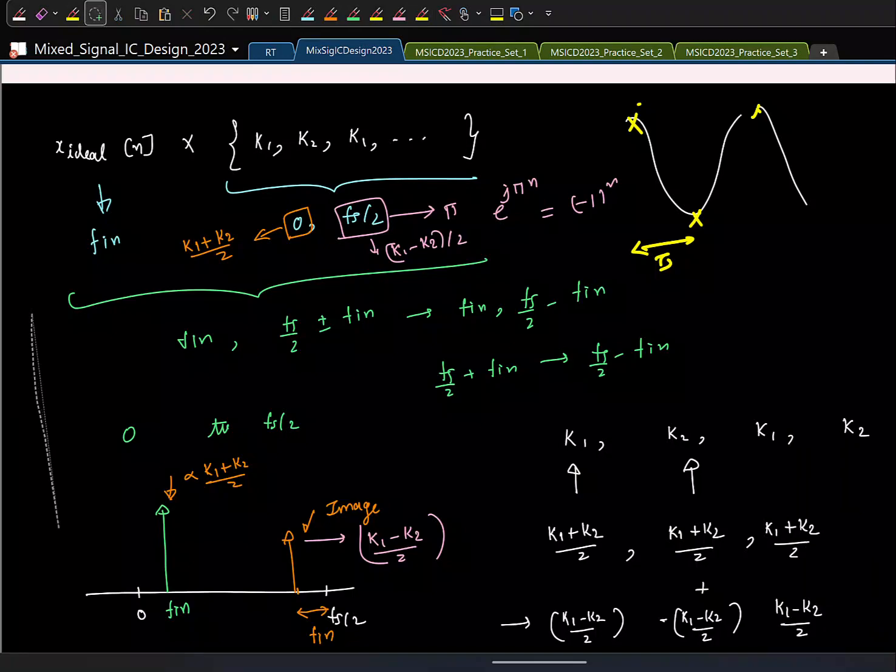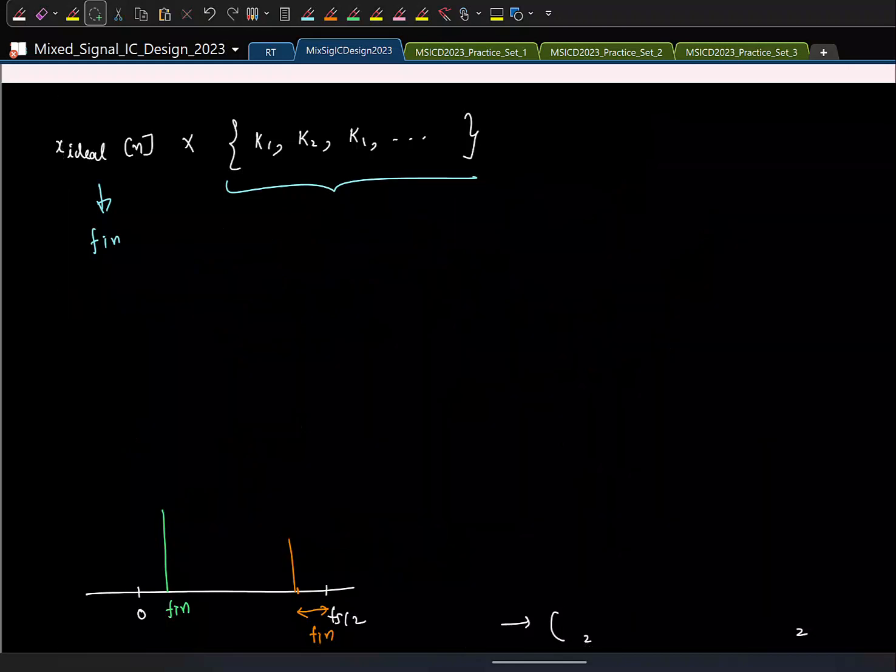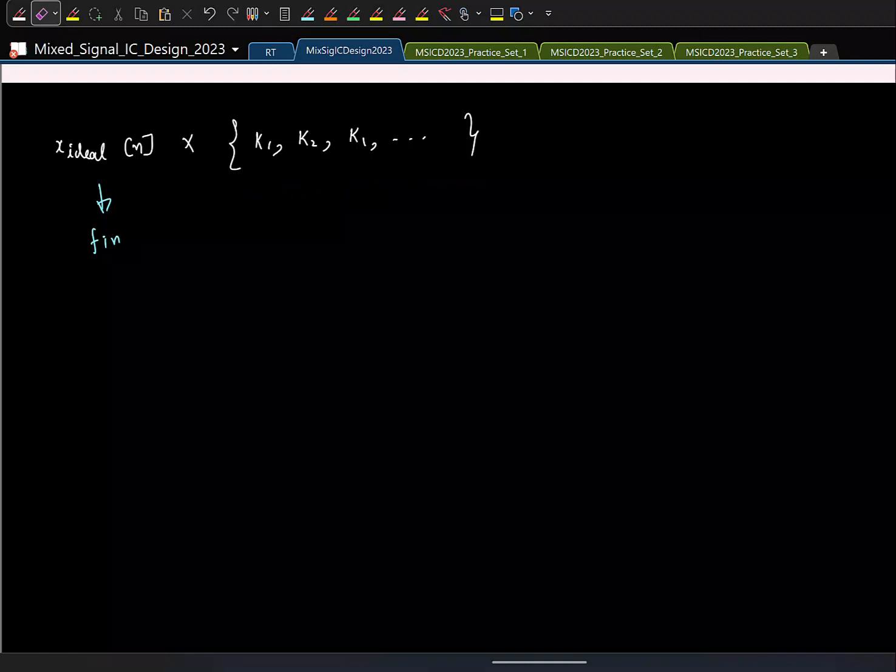Let me erase all this. If I do it for an n channel, what will be the error sequence? I'll have k1, k2, k3, kn, and then it will repeat. So we'll have a periodic sequence with n samples. What frequency components will I have? What is the fundamental frequency first? 2 pi by n. I'll get only harmonics of this.